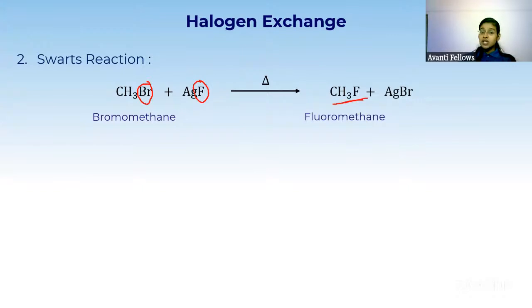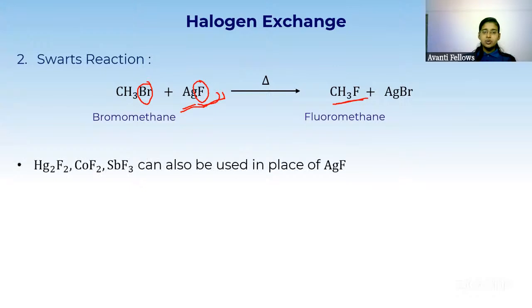In the previous case, we prepared iodoalkane, and here we are preparing the fluoroalkane. The fluorine-containing source cannot be only silver fluoride. We also have some other fluoride-containing sources. Those compounds are Hg2F2, CoF2, SbF3. These three reagents can also be used in place of AgF. Basically, all these are sources of the fluoride ion from which we prepare the fluoroalkanes.